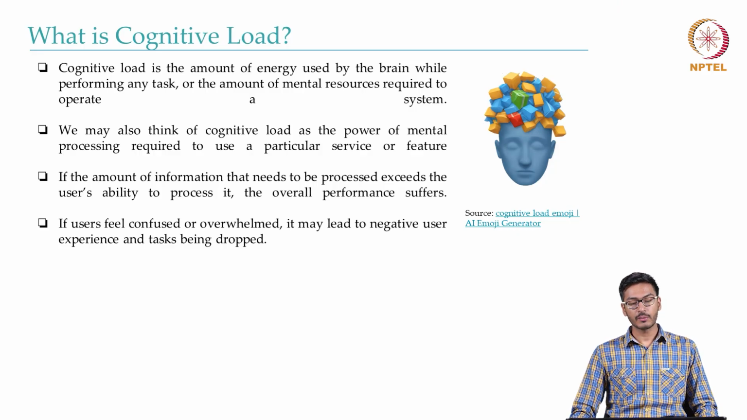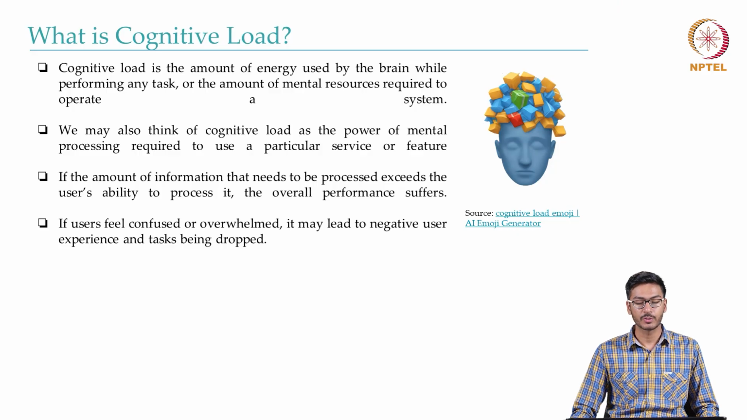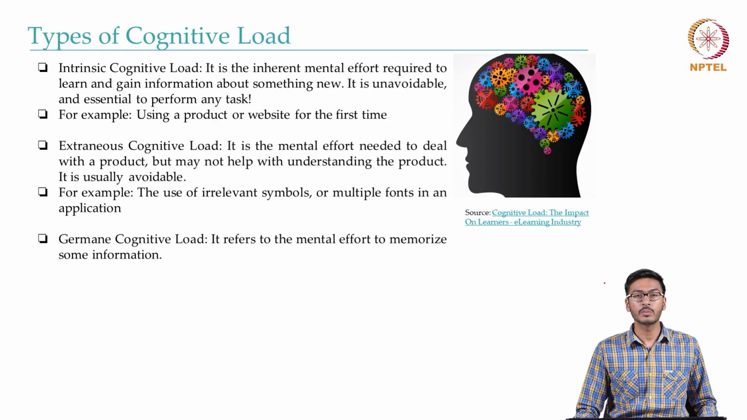If the amount of information that needs to be processed exceeds users' ability to process it, the overall performance suffers, which is again similar to what happens with a computer. If the user feels confused or overwhelmed, it may actually lead to a negative user experience and many tasks being dropped. Now we move on to the types of cognitive load.